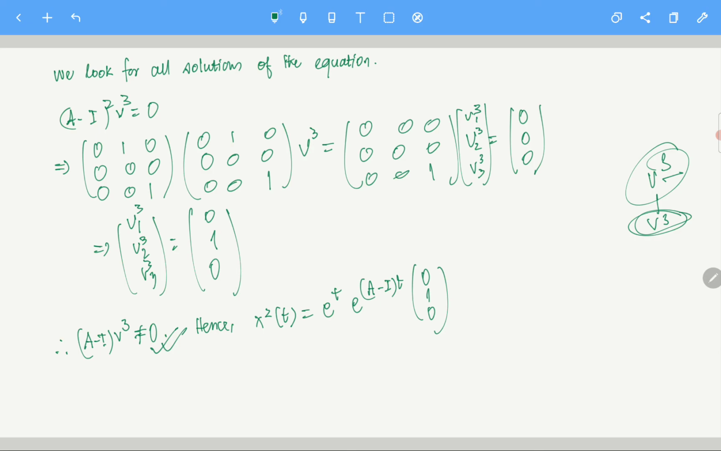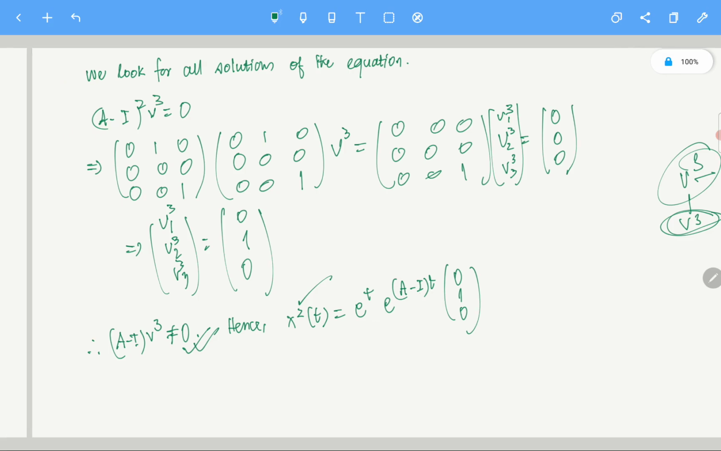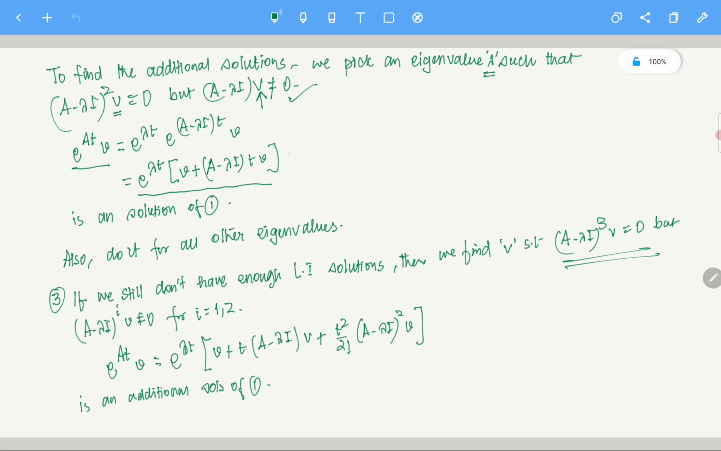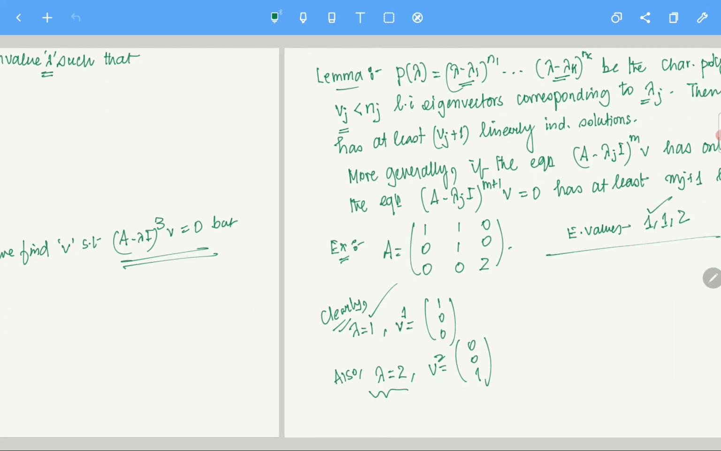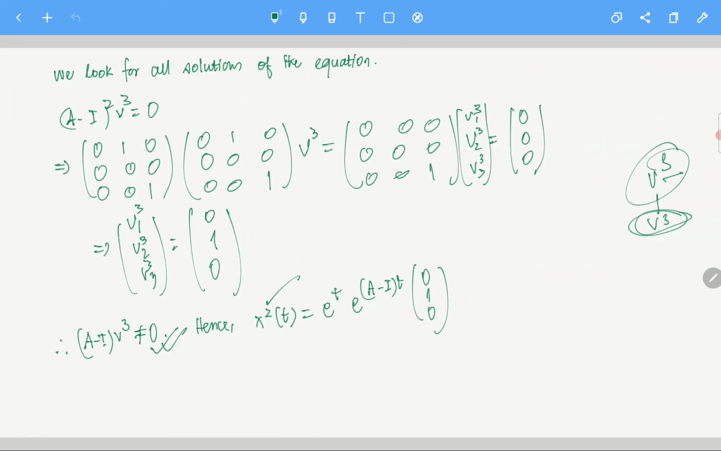Now with that valid choice, what is x2 of t? It is not e power t only this part, but e power t times e power (A minus I) times t. See, this particular thing, e power t, (A minus I) squared v is 0, this v is not 0, so the solution is given by e power t times v plus (A minus lambda I) times t v. That is what I just wrote up. Okay, v is given by this, so that's the solution.